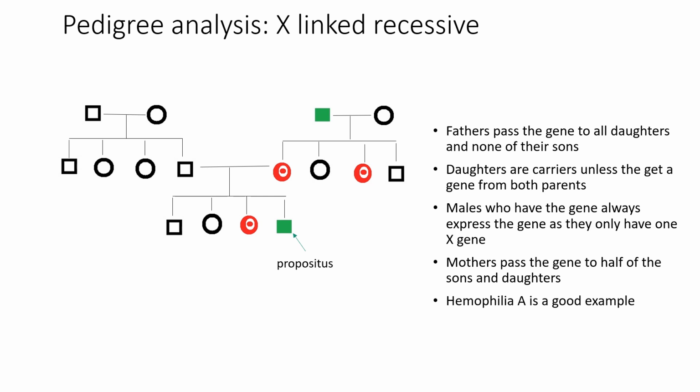Pedigree analysis, X-linked recessive. Fathers pass the gene to all daughters and none of their sons, but the daughters do not express the traits. Daughters are carriers unless they get a gene from both parents. Males who have the same gene always express the gene as they only have one X gene. Males get the X gene from their mothers. Mothers pass the gene to half of their sons and daughters. Hemophilia A is an example of an X-linked recessive trait.